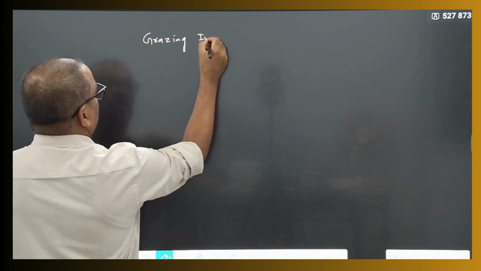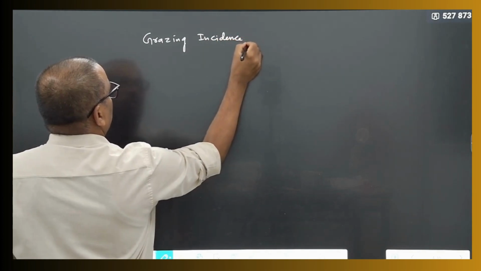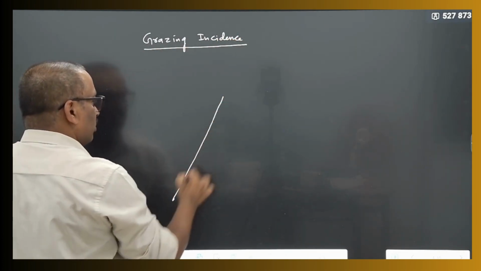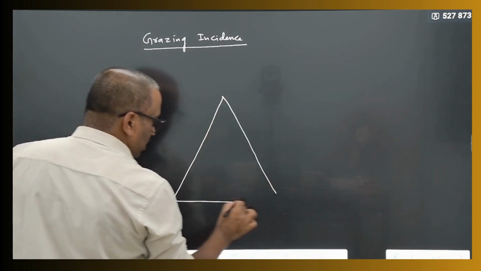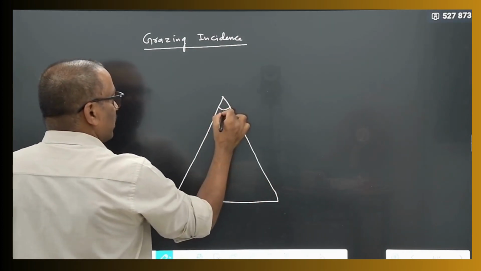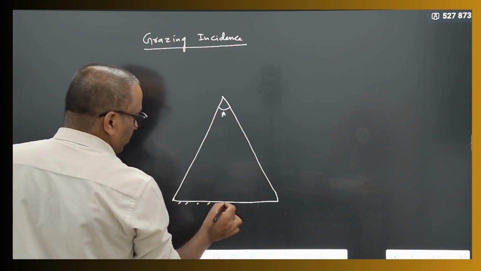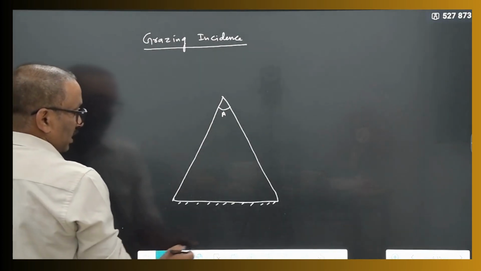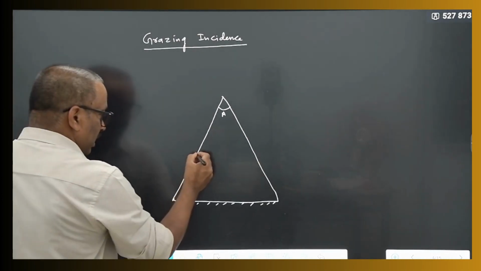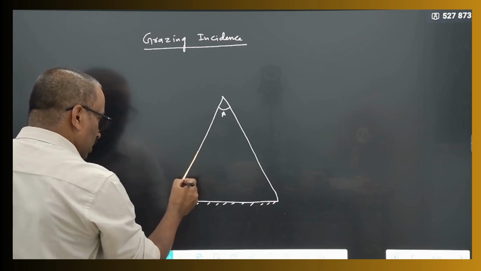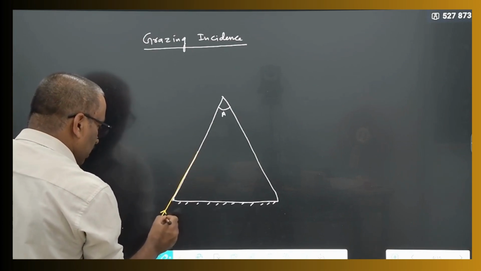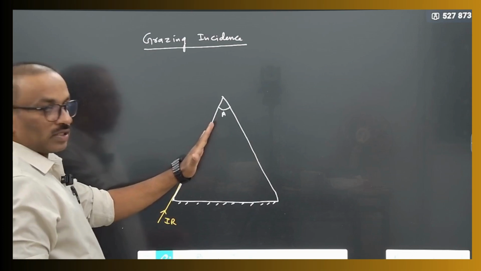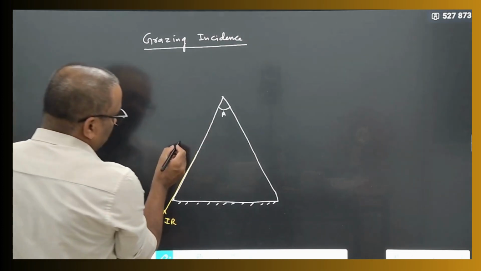Grazing incidence. So what is this grazing incidence? The name only is important. Here this is your prism, with angle of prism A, and this is the base of the prism. Clear? Now what happens in grazing incidence? The incident ray is coming along the surface of this. This is your incident ray. Incidence along the surface is called grazing incidence.